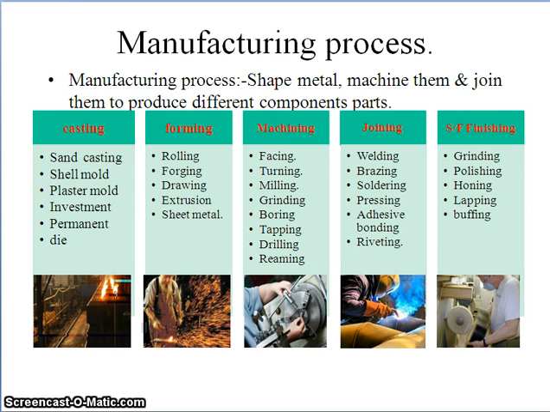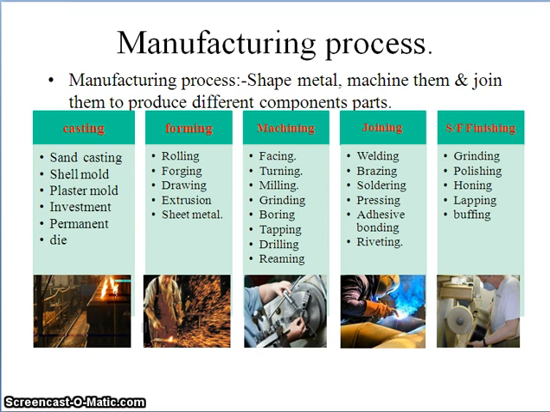The next type of manufacturing process which we are going to see is known as the machining process. It is the process in which the desired or required shape is given to the metal by removal of the metal in the form of chips, using either a single point cutting tool or a multi-point cutting tool. The different types of machining operations are as follows: facing, turning, milling, boring, tapping, drilling, reaming, etc.